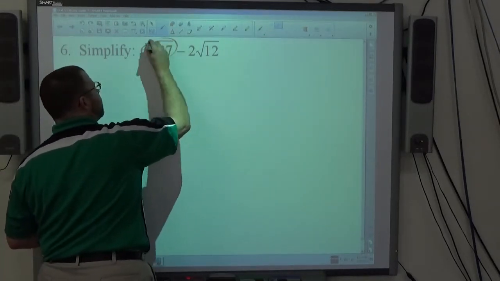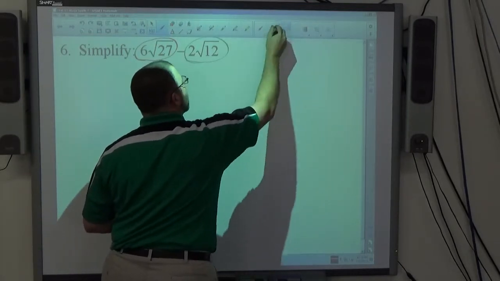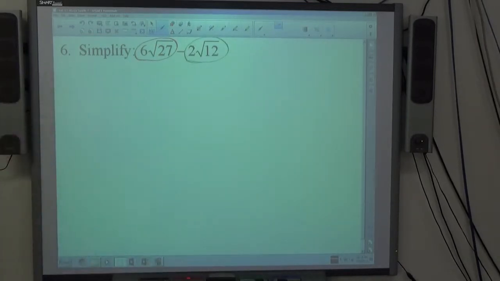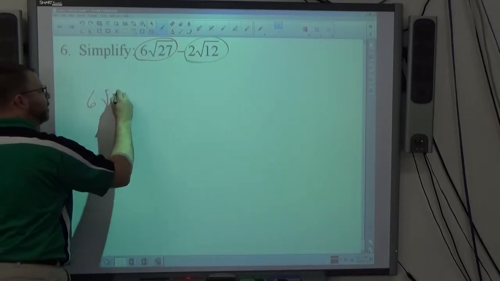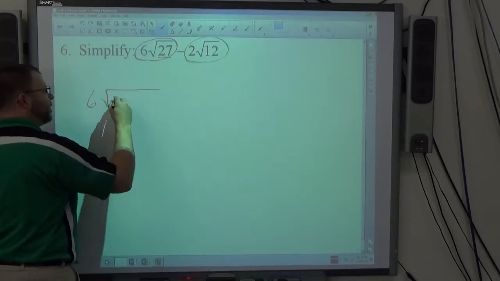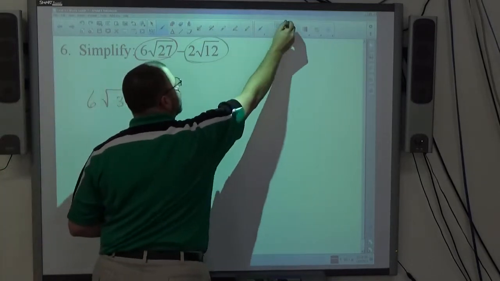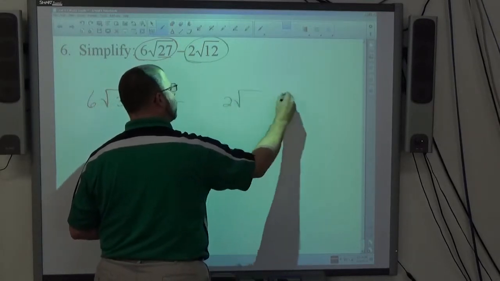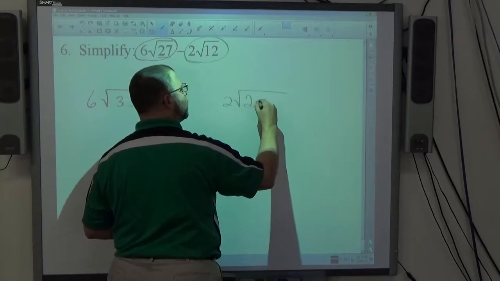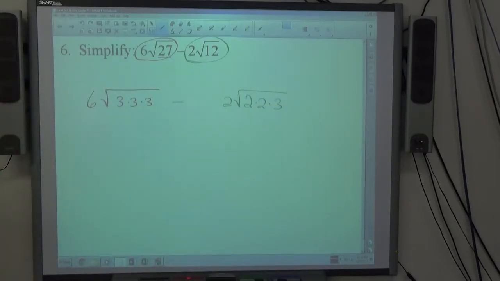I'm going to take each of these individually. And once again, it is a minus sign there, so make sure you account for that. What I want to do first is factor the numbers here. So 27 is 3 times 3 times 3. I'm going to put minus, I'm going to leave a little space here, 2 square root, and 12 is 2 times 2 times 3. Depending on your abilities with factoring numbers, if you're really good at it, you might be able to do it just like that.